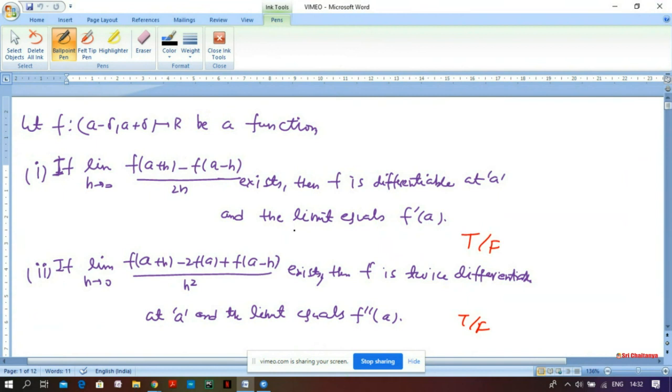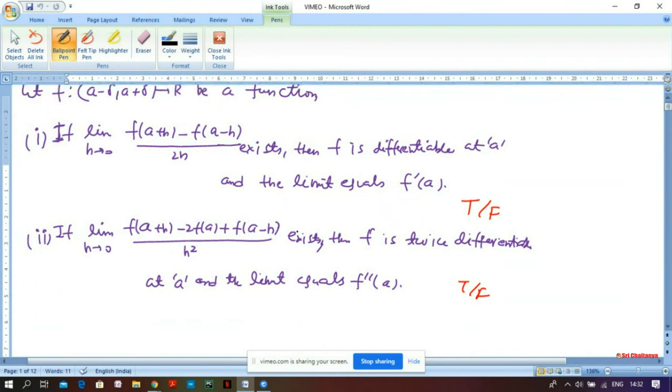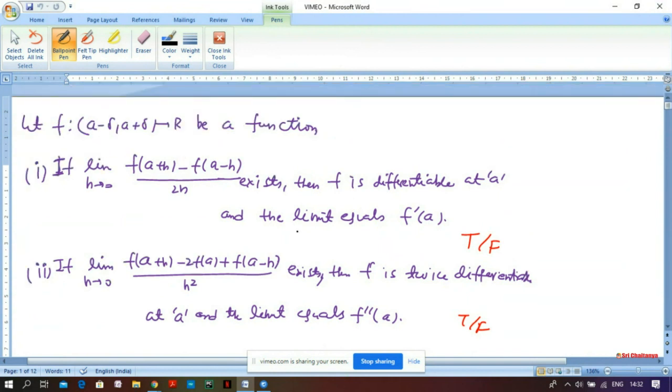What it is trying to ask you is this: if there is a function f which is defined in a neighborhood of a, and if this limit exists, the limit that is proposed here, the limit as h tends to 0 of the expression (f of a plus h minus f of a minus h) upon 2h, then you have to decide whether f is differentiable at a or not. And if it is, then the value is f prime or something else.